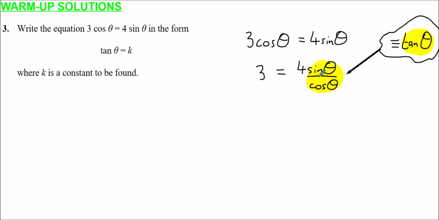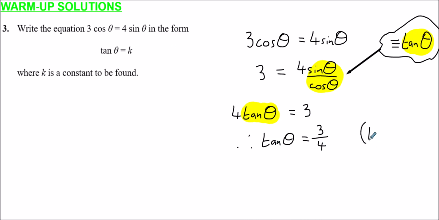So now if we just rewrite this with tan theta on the left hand side, we can see that 4 lots of tan theta, where I'm just switching sine over cos with tan theta, 4 tan theta equals 3. Therefore divide both sides by 4, we get that tan theta must equal 3 over 4. So in other words, our value of k we're wanting is 3/4.